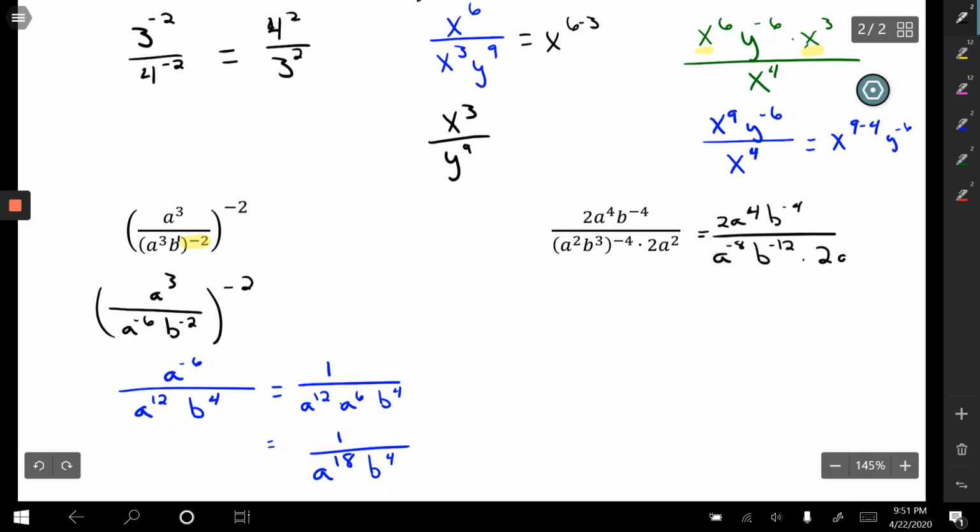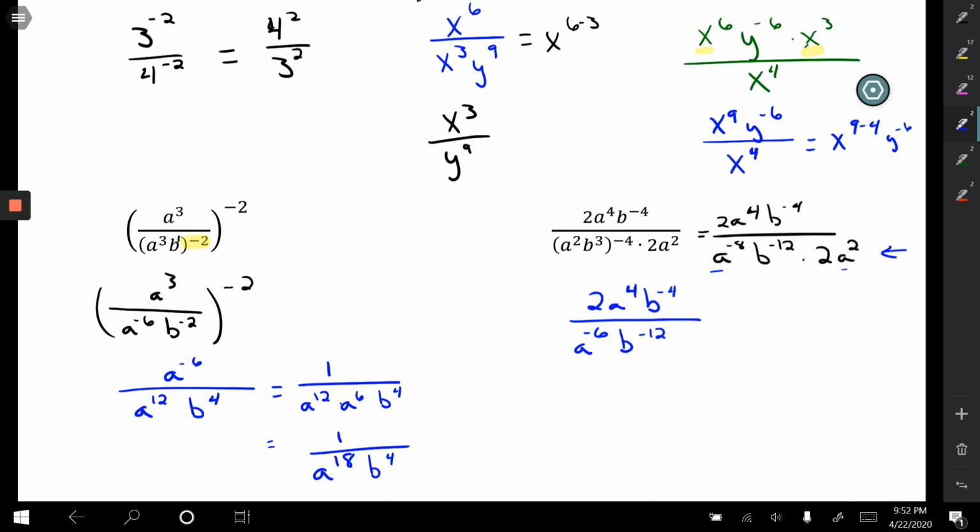And nothing happened with the 2a squared. That's going to stay the same. All I did was take care of those parentheses. Now I want to take a look and combine my bases that are in a line. So I'm still looking at this bottom where I have an a base here and an a base here. I'm going to go ahead and add those exponents to combine those bases into one spot. So again, I'm not doing anything with the top. I'm just rewriting it so I don't forget about it. And -8 plus 2 leaves me with a to the -6. And I've got b to the -12.